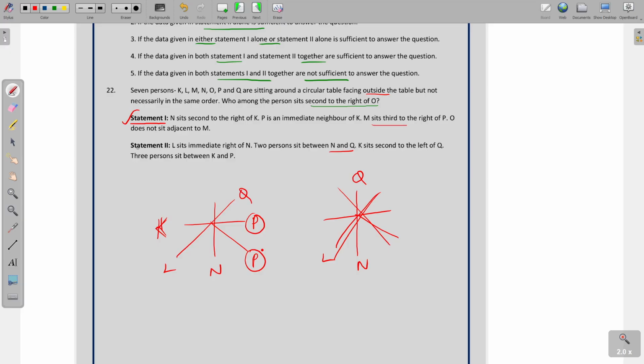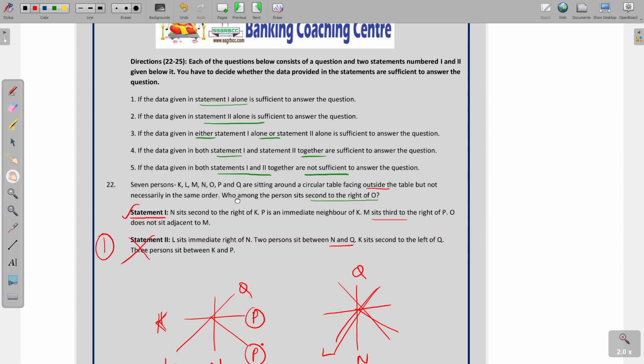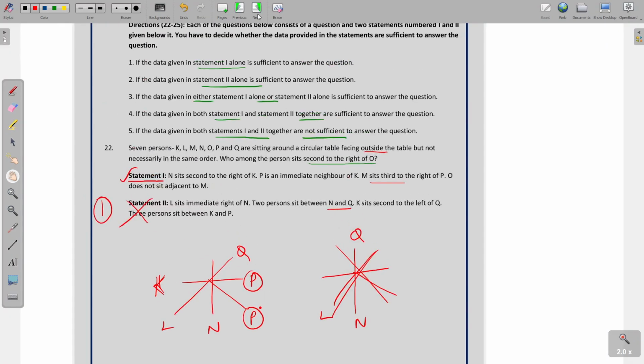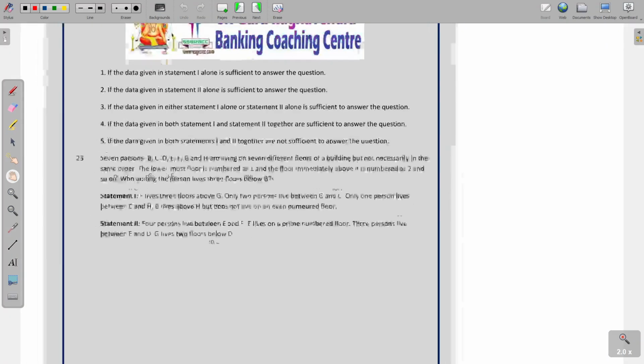So from statement 2 we do not get the exact answer, only from statement 1 we get it. So what is the answer? Option 1 is the answer. Statement 1 is sufficient to answer the question. And next question, let us move on to the next one.